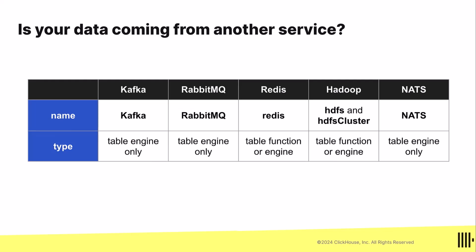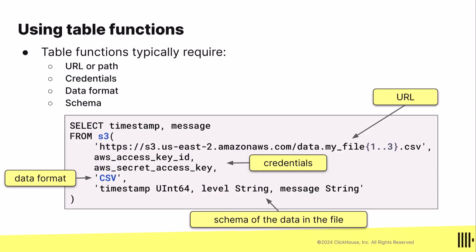If the data is getting sent to you, like Kafka, RabbitMQ, NATS, those require a table engine. You don't sort of ask for the data. You set up the table engine and it subscribes to the topic. So that's a little bit different, but a very similar concept. I'll show you an example of that later on in the slides. But again, if your data is coming from any of these sources, table function, we have it.